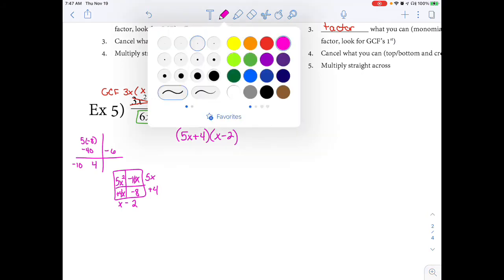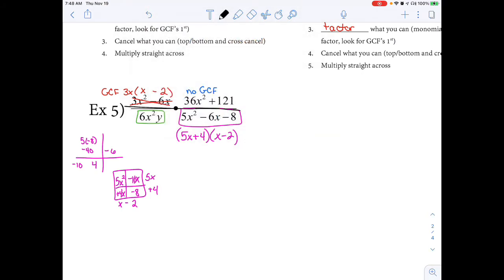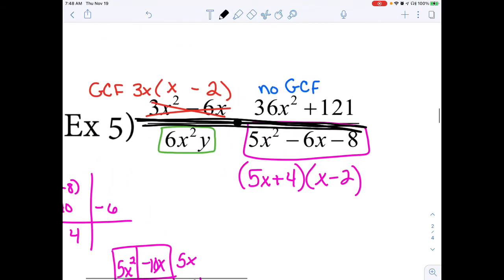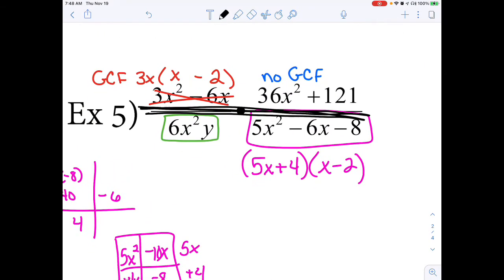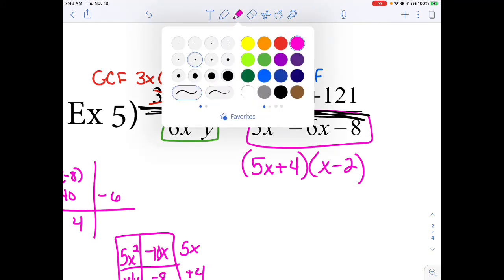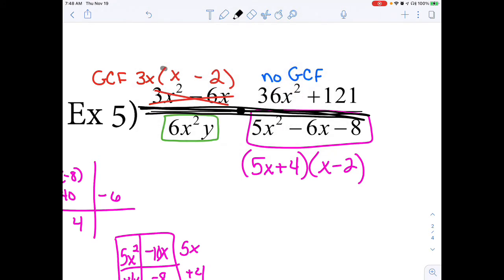Okay, so let's see if anything matches on the top and the bottom. You essentially need to see this as one really big fraction now. Anything that's exactly the same on the top and exactly the same on the bottom is going to cancel. So I definitely see that we can cancel x minus 2 with this x minus 2. So those are gone.